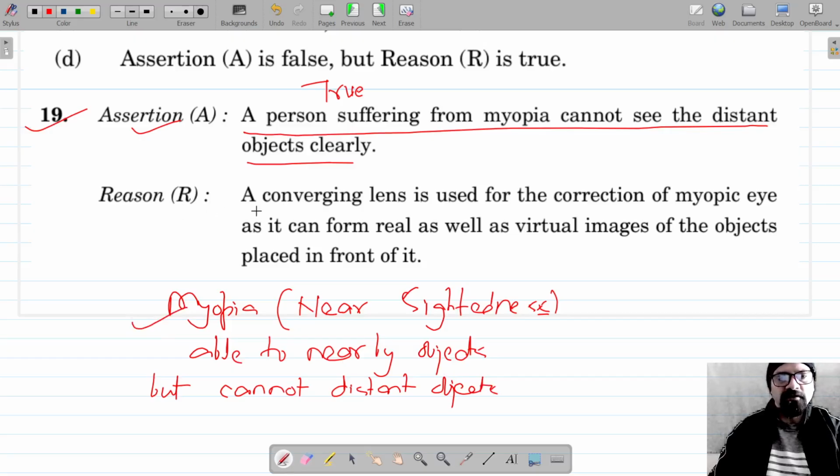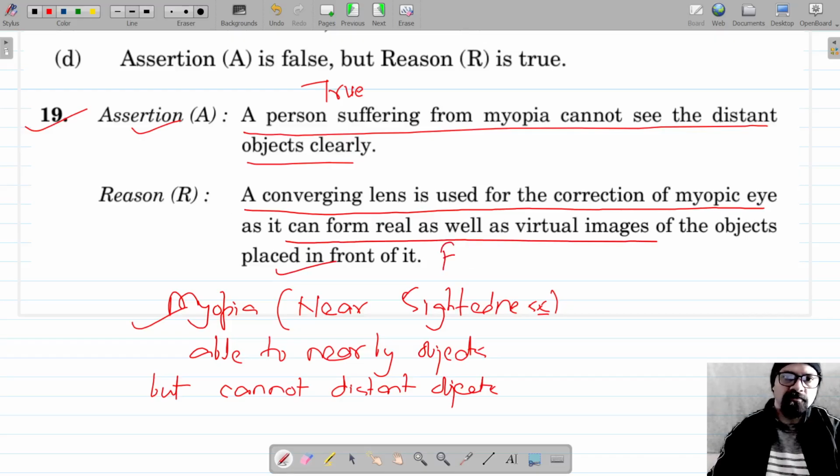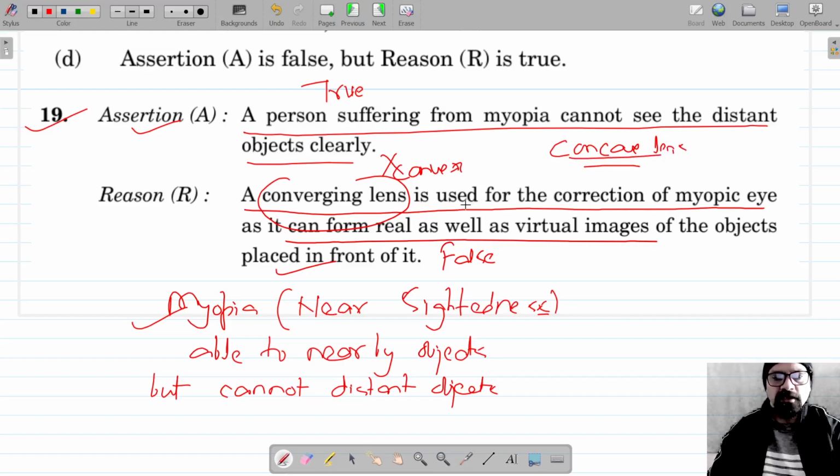Now, the reason given is that a converging lens is used for the correction of the myopic eye, as it confirms weakness when virtual images of the object are placed in front of it, which is false, because we do not use a converging lens, which is a convex lens. So this is not used. We use a concave lens. A concave lens is used for the correction of the myopic eye, because in this case the image is formed in front of the retina. So for a myopic eye, the image is formed in front of the retina.